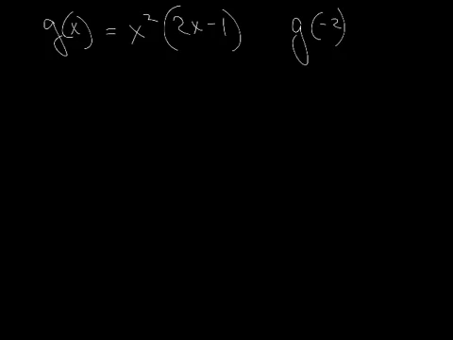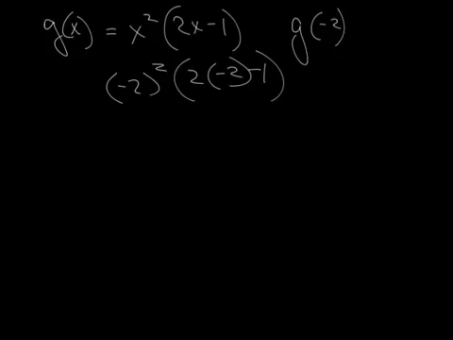Alright, one more. If g of x, okay, again, that's just your y value, equals x squared times 2x minus 1, and they want you to find g of negative 2. They just want you to take negative 2 and put it in for x. And this is just the exact same one we just did. And we get negative 20. Okay? Well, let's call that good. That is lesson 28.